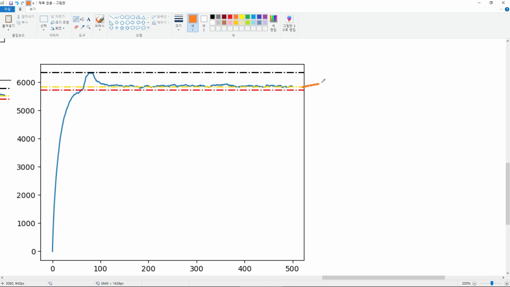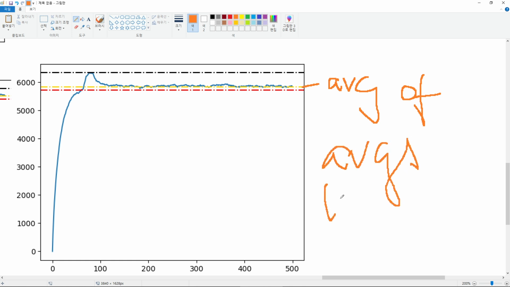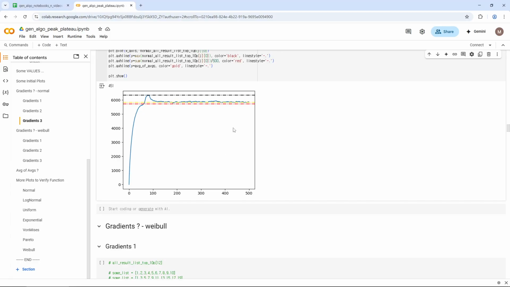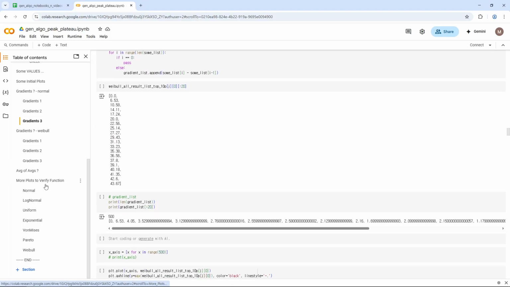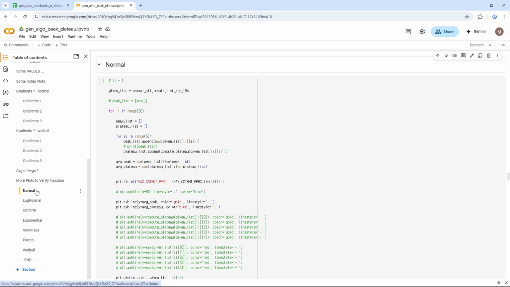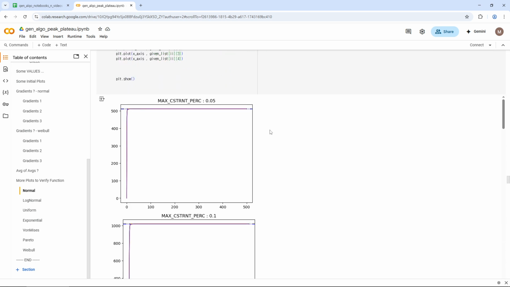So this was the average of averages, moving averages. But I wanted to try for every maximum percentage and for every type of distribution used. So here we go.